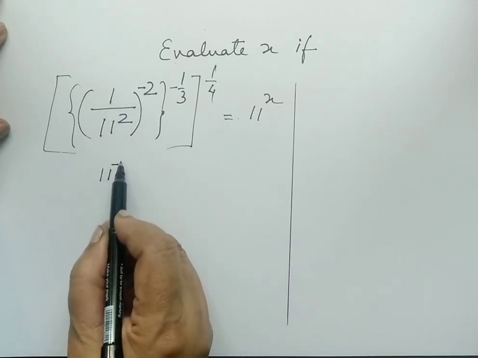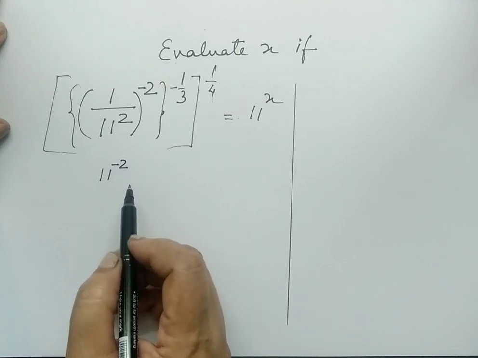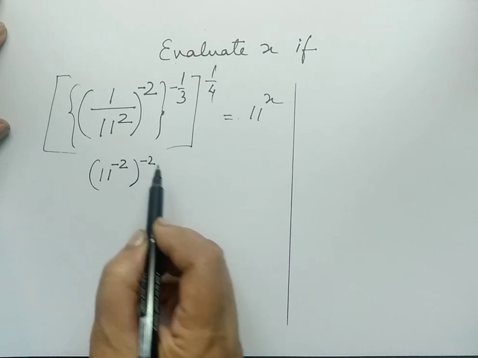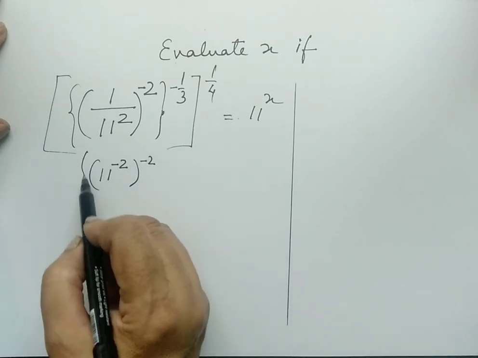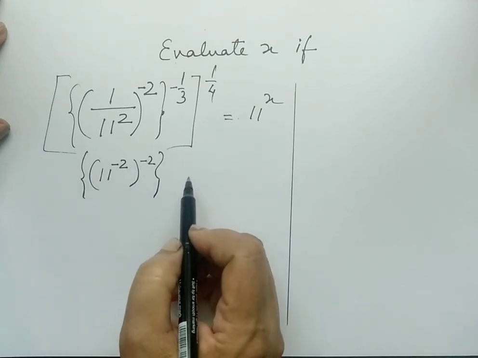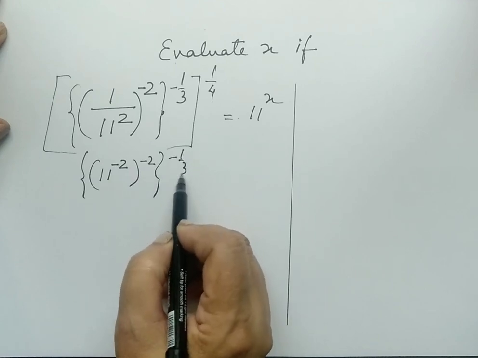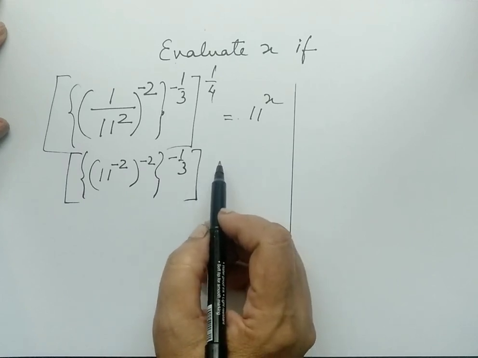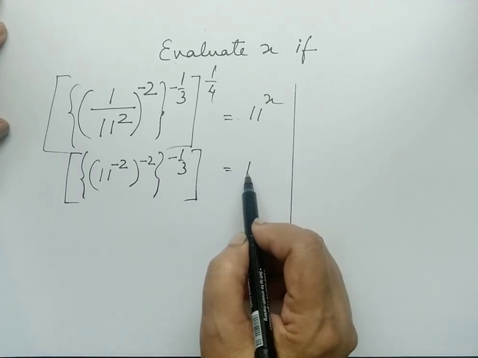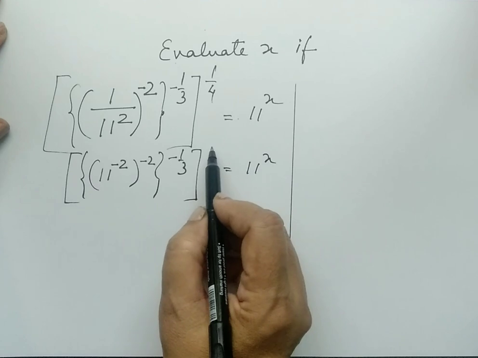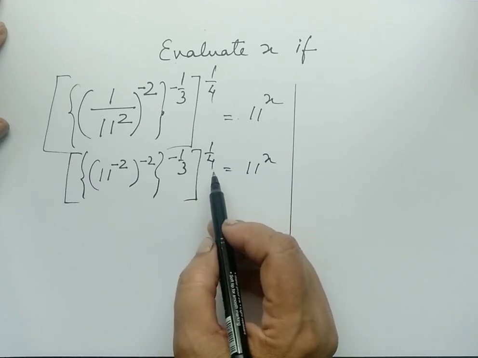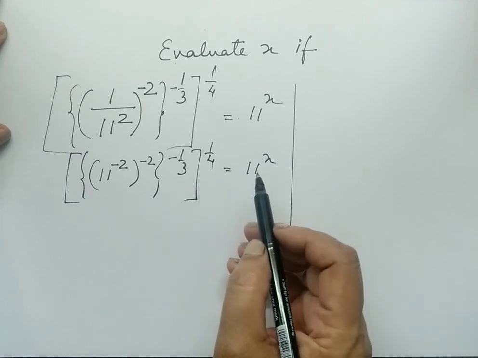So 11 to the power minus 2. Alright, and here we still have a minus 2 outside. Minus 1 by 3, and the block bracket, or box bracket, however you call it, is outside, which has an exponent, or rational exponent, of 1 by 4. Got it?